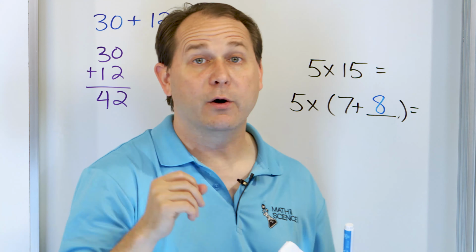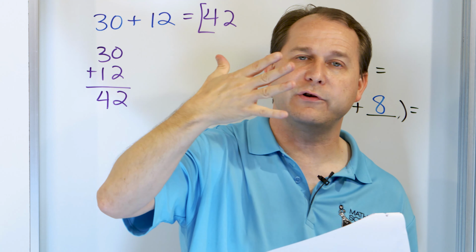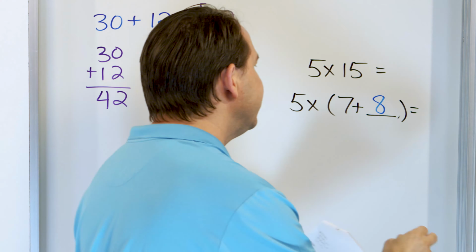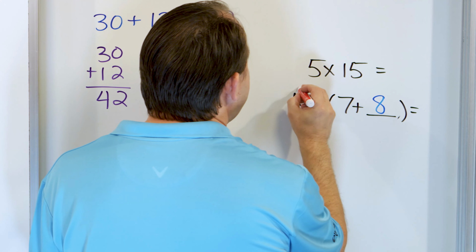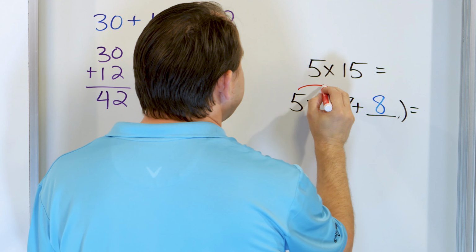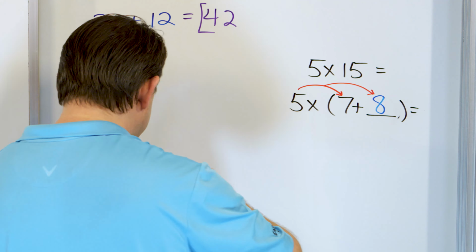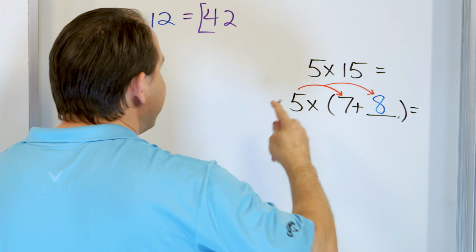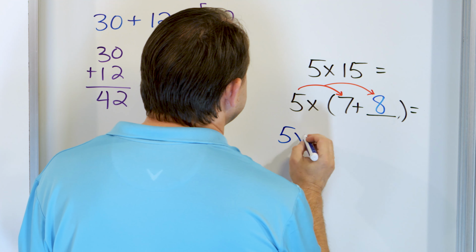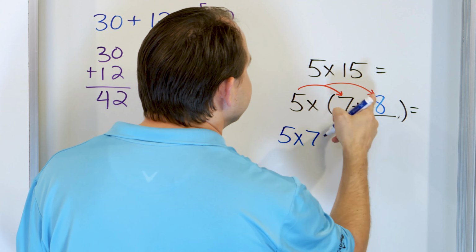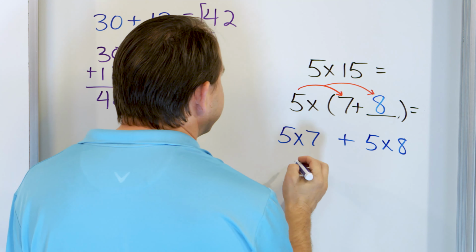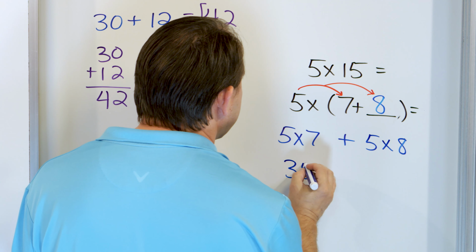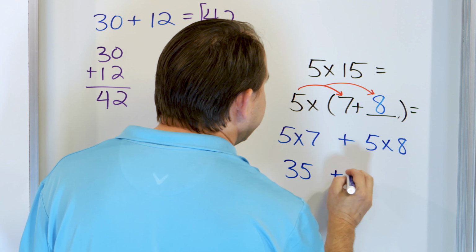If you start with 8 and go up, 9, 10, 11, 12, 13, 14, 15, then you know that 7 plus 8 is 15. So then the 5 will get multiplied times the 7, and the 5 will get multiplied times the 8. So what I'll have is 5 times 7 plus 5 times 8. Now, what is 5 times 7? For multiplication tables, it's 35. And 5 times 8, what is that?